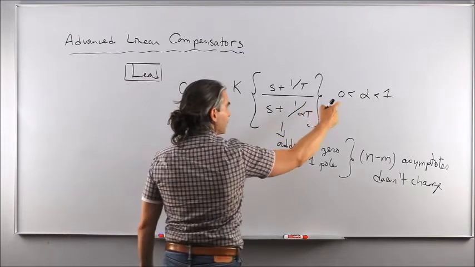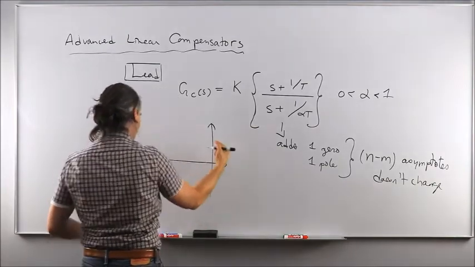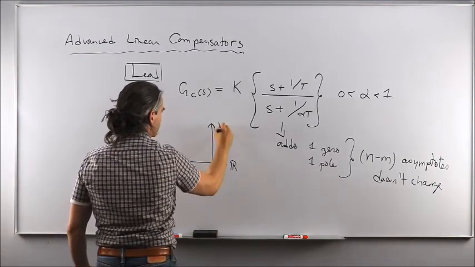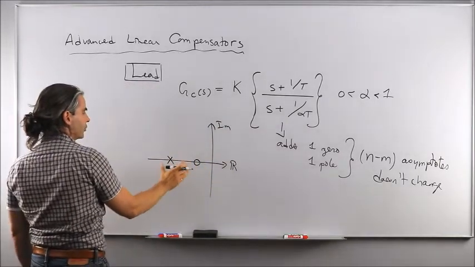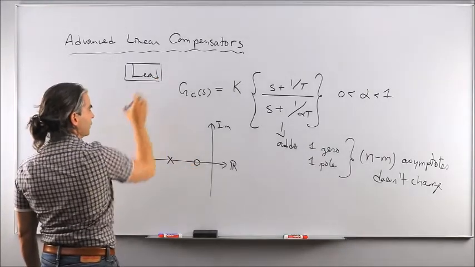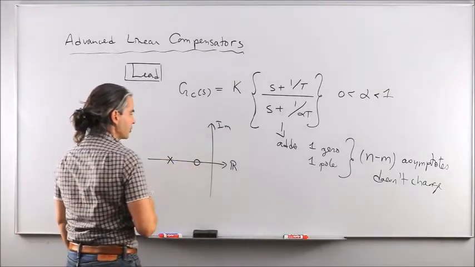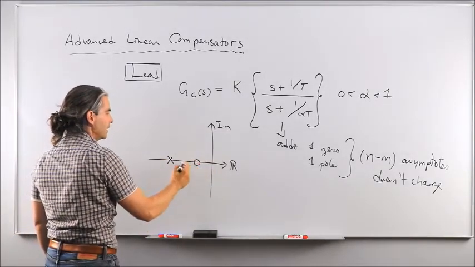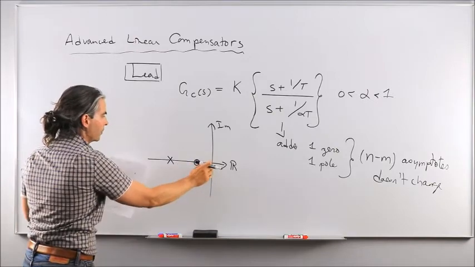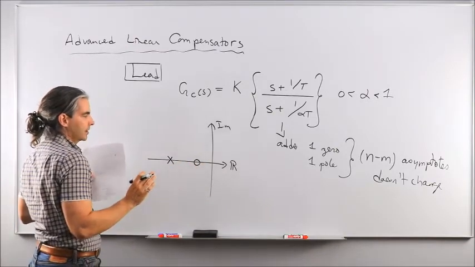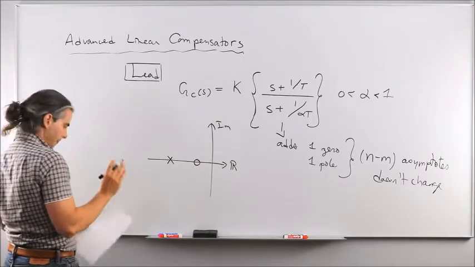Now, because alpha is always between 0 and 1, it means that you have your pole always to the left of the 0. So this is the net contribution to a root locus of a lead compensator. It adds 1 0 and 1 pole, always organized in this fashion. Always the 0 will be further right and the pole further left, like that. Now, they could be closer together or further apart. We don't care about that. That's going to be a design decision. But the fact that the pole is always to the left has to be like that, okay?